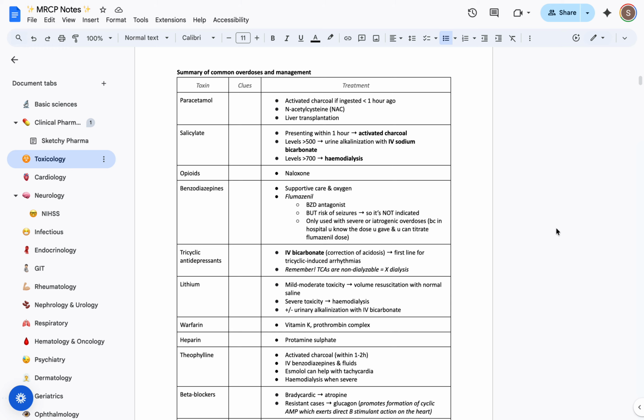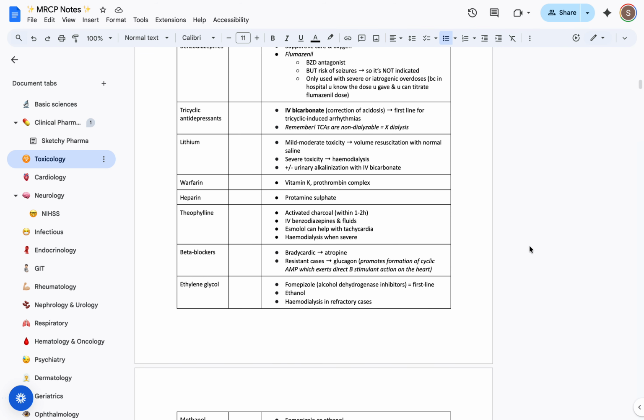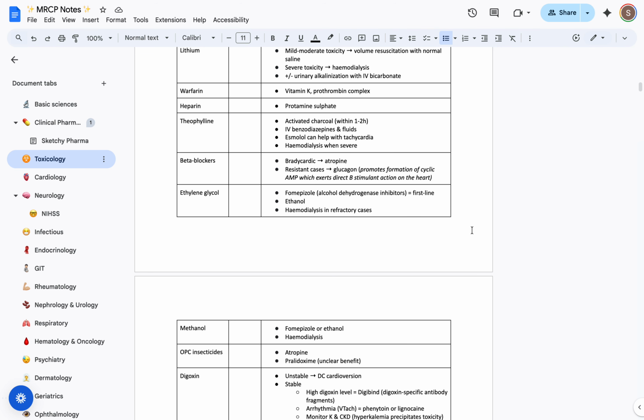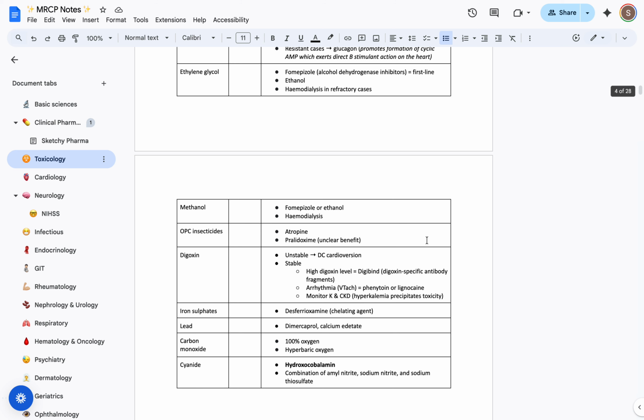For beta blockers, you give atropine if it's bradycardic. If it's a resistant case, you give glucagon. Glucagon promotes the formation of cyclic AMP, which exerts a beta stimulant action on the heart. For ethylene glycol and methanol, you give fomepizole as the first line, and then ethanol or hemodialysis in refractory cases. Keep in mind that activated charcoal does not work with alcohols. For OPC insecticides, you give atropine.